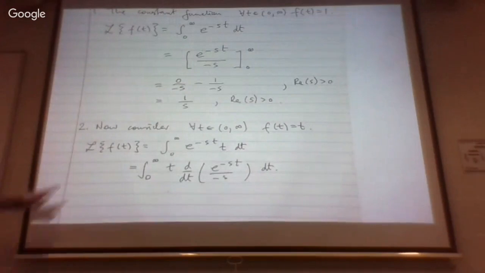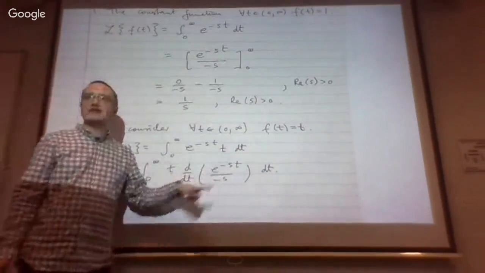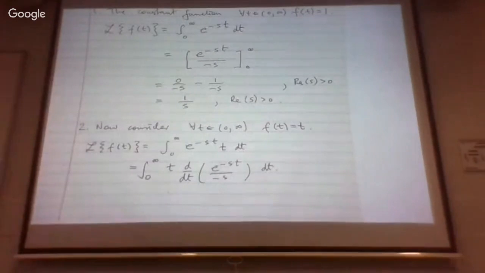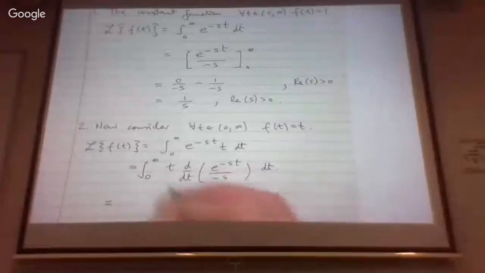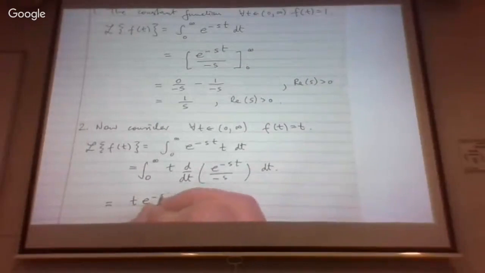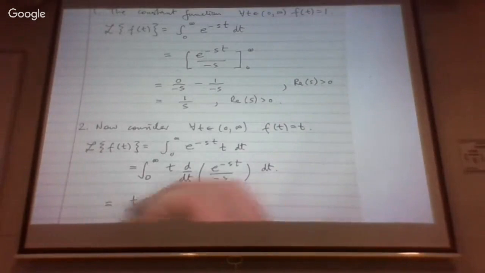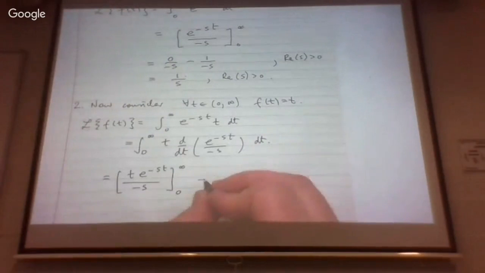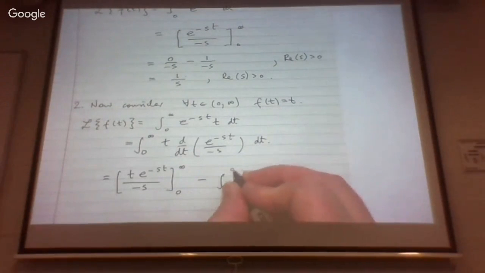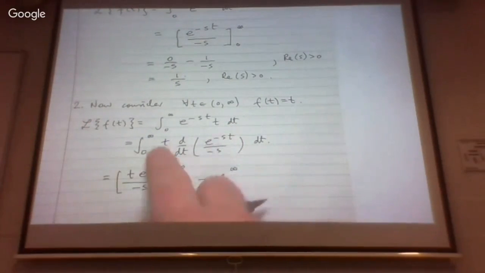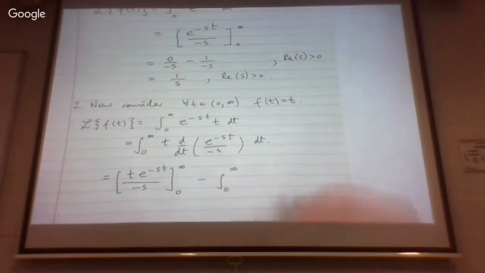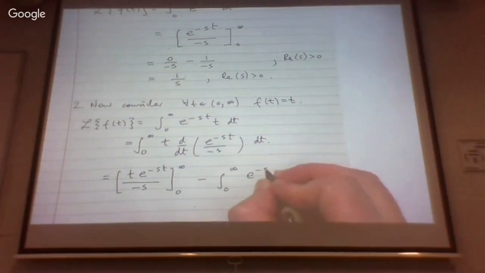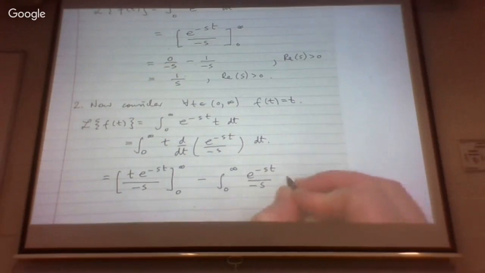So when it's written like that, when you're integrating some function times the derivative of another function, you use integration by parts. You get the product of these two, so it's t times e to the minus st over minus s, evaluated at the limits, 0 and infinity for t. And then we subtract the integral. Now the integral of this part multiplied by the derivative of that part. But that part disappears when we differentiate it. So we've got e to the minus st over minus s, dt.